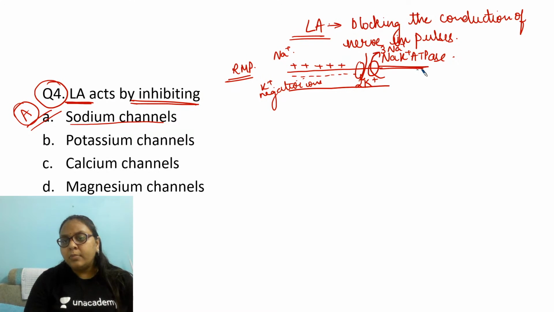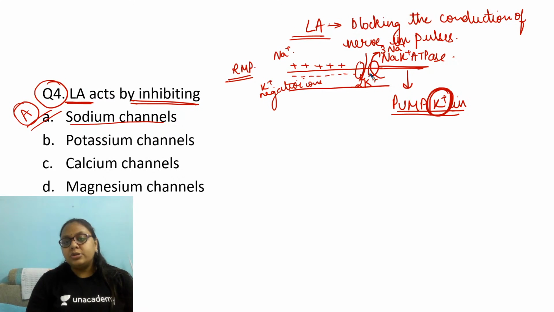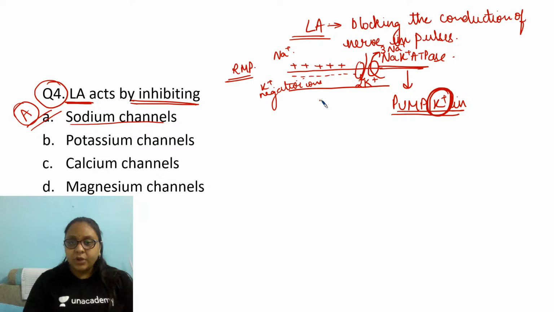How will you remember sodium potassium? Pumpkin. Okay, pumpkin is kaddu, so it pumps in 2 potassium, in turn for 3 sodium out. So only 2 potassium are coming inside, in place of which 3 sodium are going out. Therefore inside there is negative charge and outside there is positive charge. Now this is in the resting membrane potential.